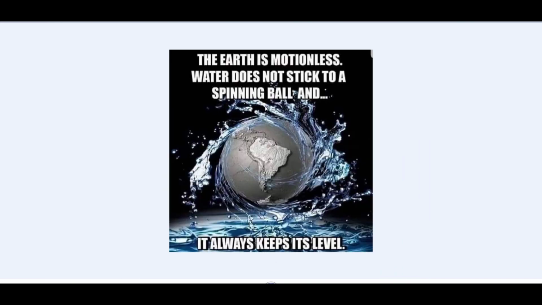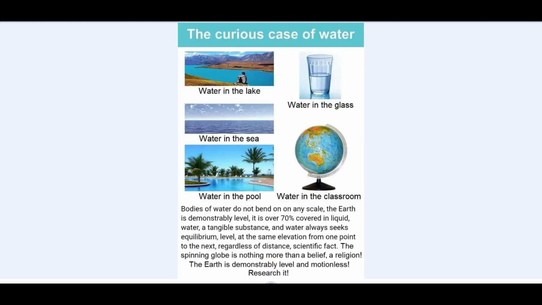The Earth is motionless. Water does not stick to a spinning ball and it always keeps its level. Self-explanatory. The curious case of water. You've seen this before. Water everywhere. Bodies of water do not bend on any scale. The Earth is level.